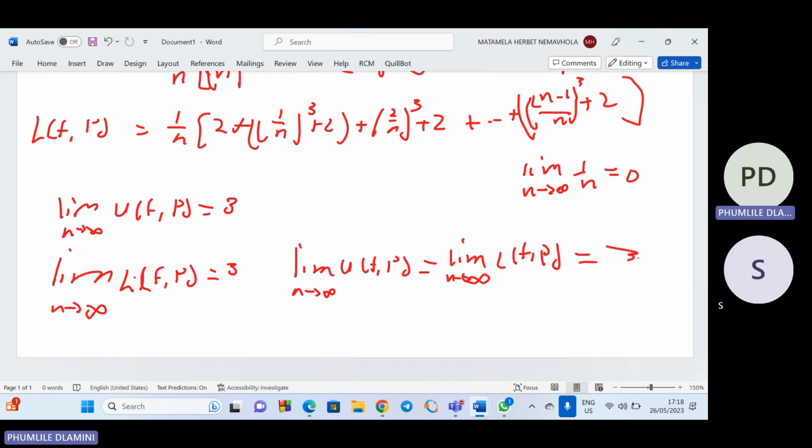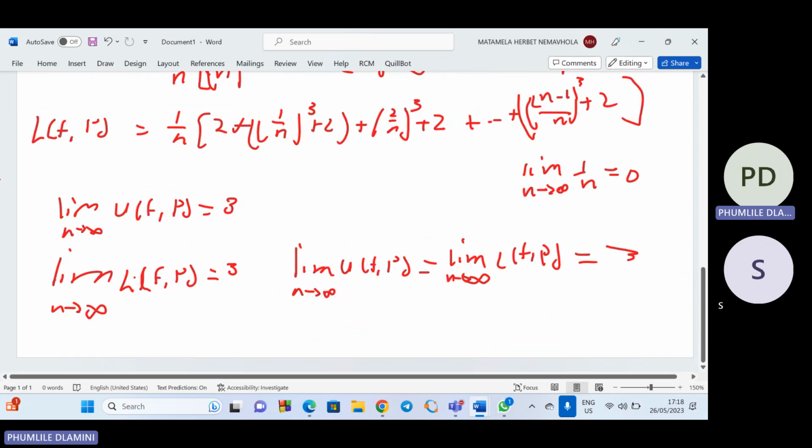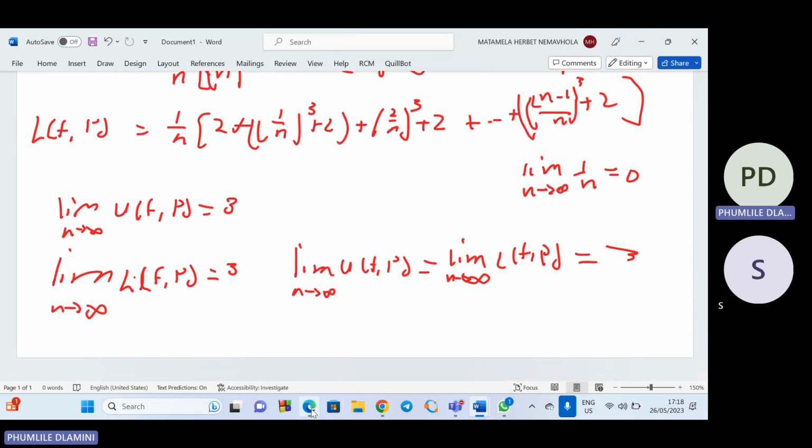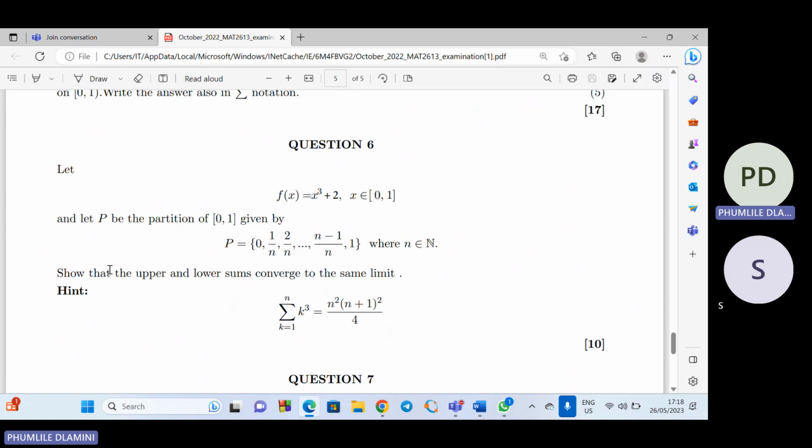So therefore, it means that when n approaches infinity, both the limits converge to 0. So it's the same limit. By just doing this proof here, what I've written, you have just proved that the upper and the lower sum approach the same limit, based on the question: show that the upper and the lower sum converge to the same limit.